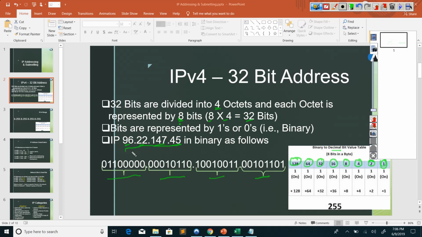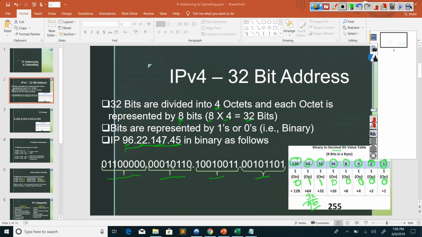In this example, 96 is represented as 011. Let me represent that in binary format in this table: 0 1 1 and then the rest all 0. If you see the bits which are on, they have the values 32 and 64. If you add both, 64 and 32, you get 96, which is the IP.